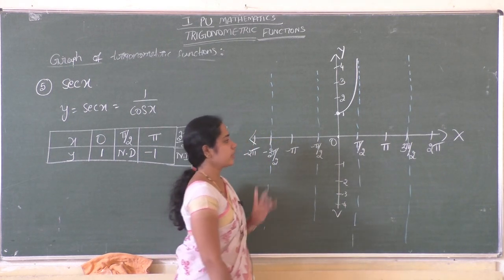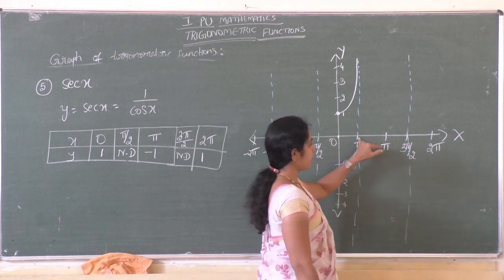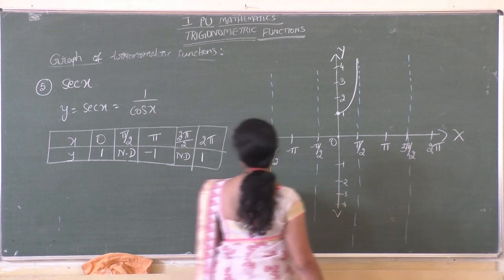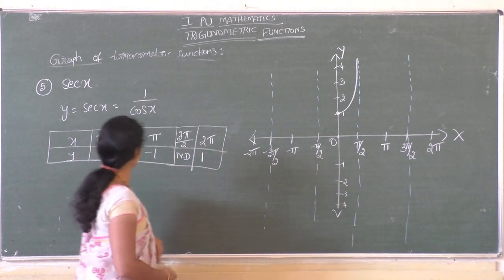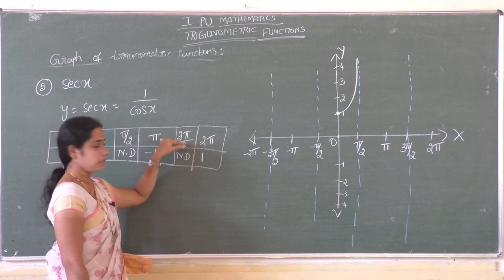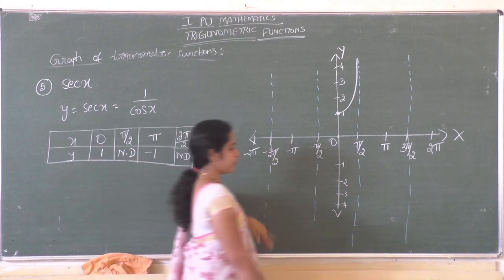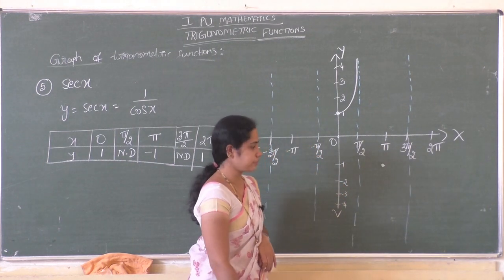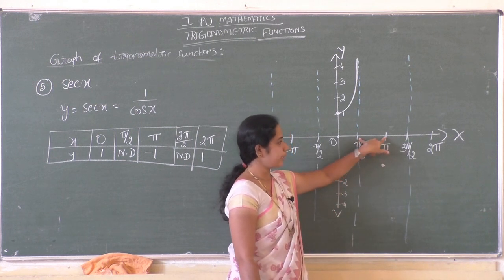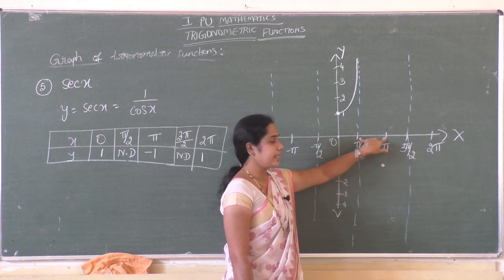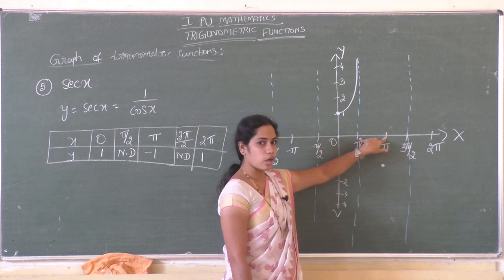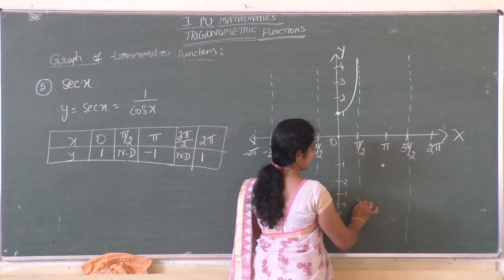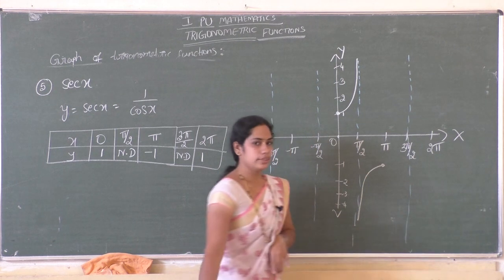Okay, first quadrant. Then come to the second quadrant, pi by 2 to pi. At pi by 2 it is not defined. Secant pi is minus 1. We have to check pi by 2 to pi, the second quadrant. In the second quadrant, cos is negative, so value increases from minus infinity to minus 1.